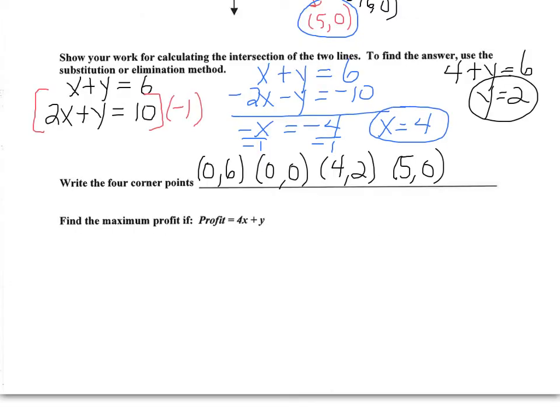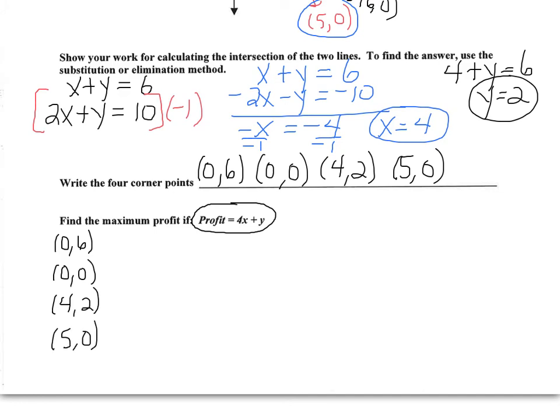The purpose of a linear programming problem is to try to maximize or minimize some quantity. And in this problem, just for the sake of example, because there's no word problem associated with this, we want to maximize profit. And for some reason, profit is equal to 4 times the x coordinate plus the y coordinate. So we're going to test each one of those 4 corner points. So I want you to write down (0, 6), and we're going to write them on the left-hand side here. (0, 0), (4, 2), and (5, 0).